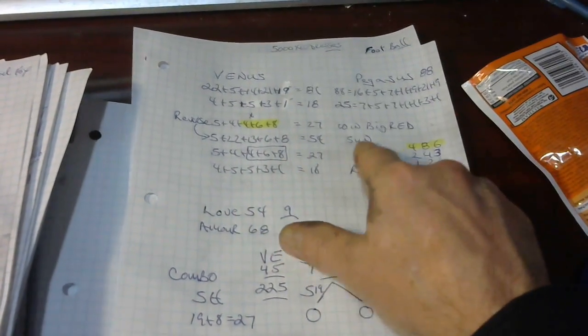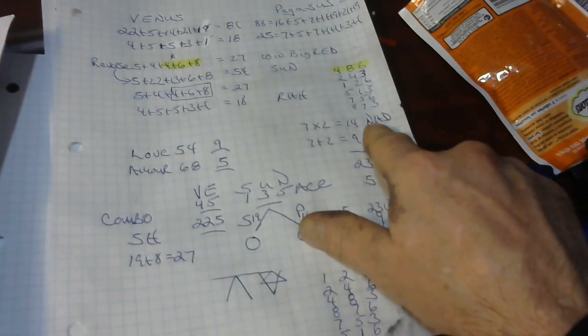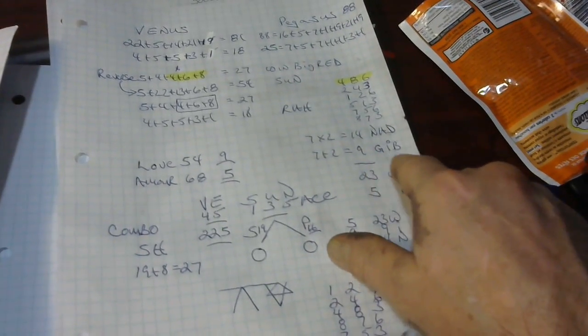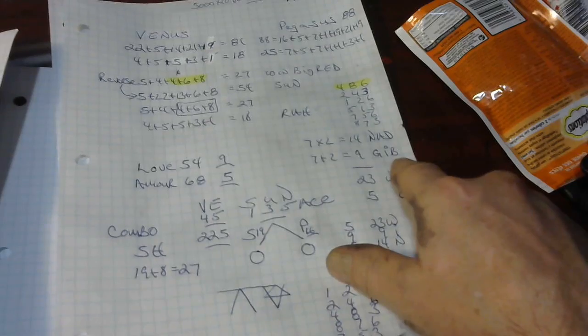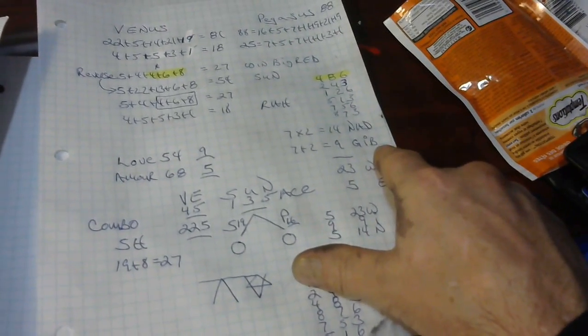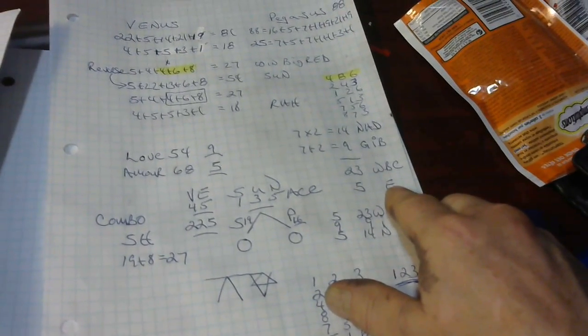Ra, sun god. Win a big red sun. 7 times 2, 7 plus 2 equals N, 14, AD for the numbers. 7 and 2 is GI, B. Bi, GI. G and I is 7 and 9. Bi is 2 and 9. That is the birth in the gateway. W, B, C, and E.